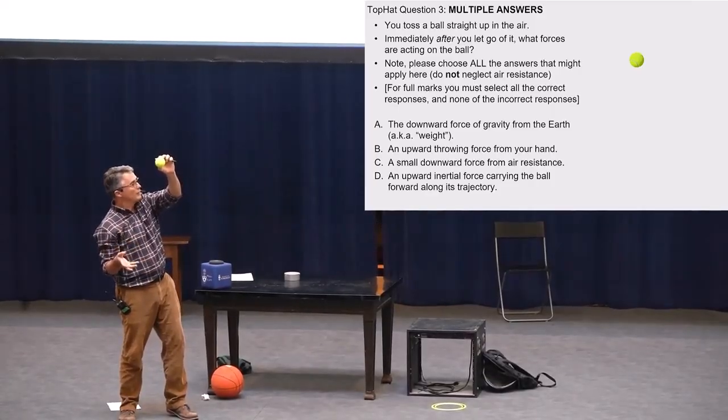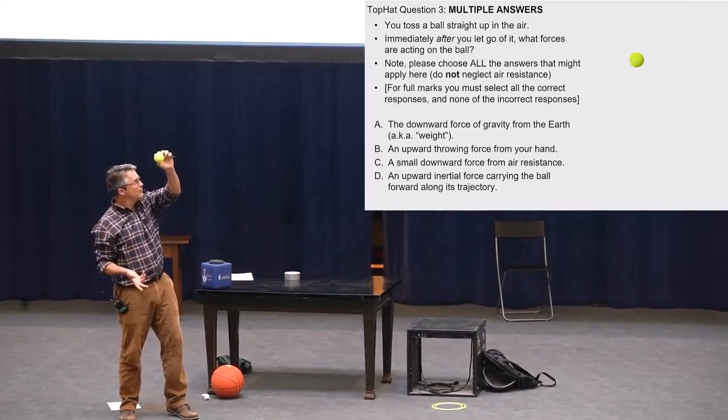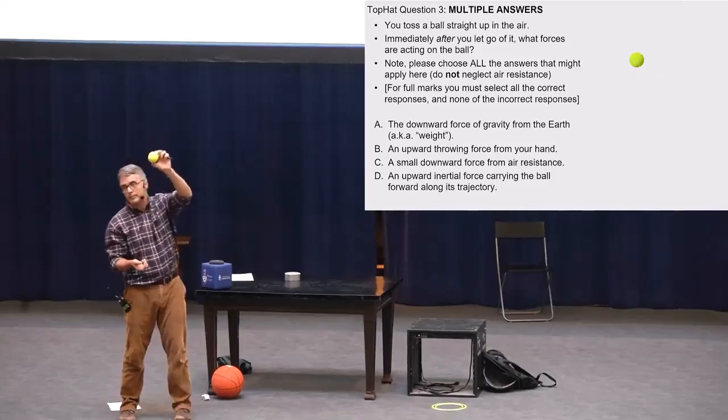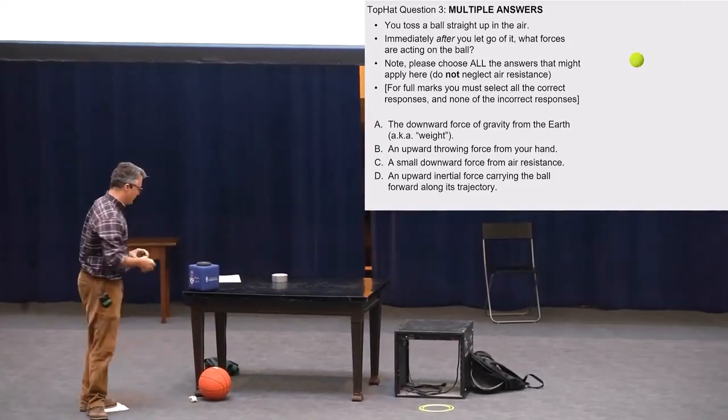A, the downward force of gravity from the earth, which we call weight. B, an upward throwing force from my hand. C, a small downward force from air resistance. D, an upward inertial force carrying the ball forward along its upward trajectory.